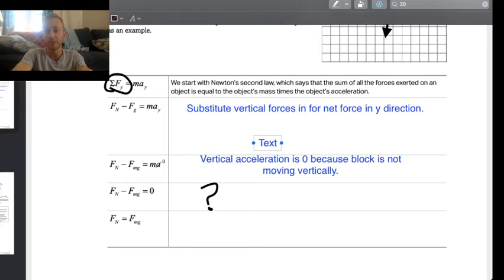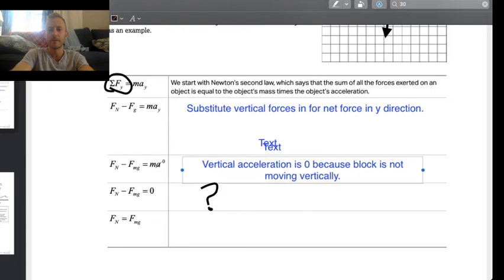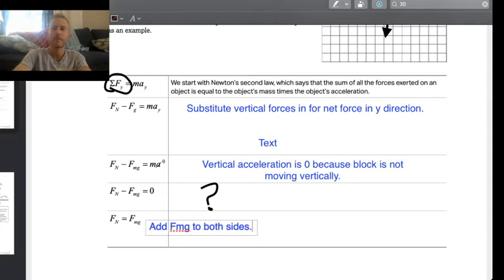And then they, so because the acceleration is 0, the right-hand side of Newton's second law is equal to 0. And then that says basically we add F, the weight force, to both sides. Okay?